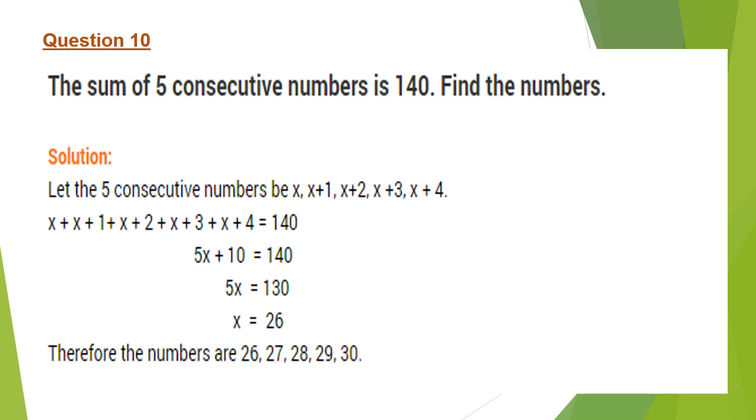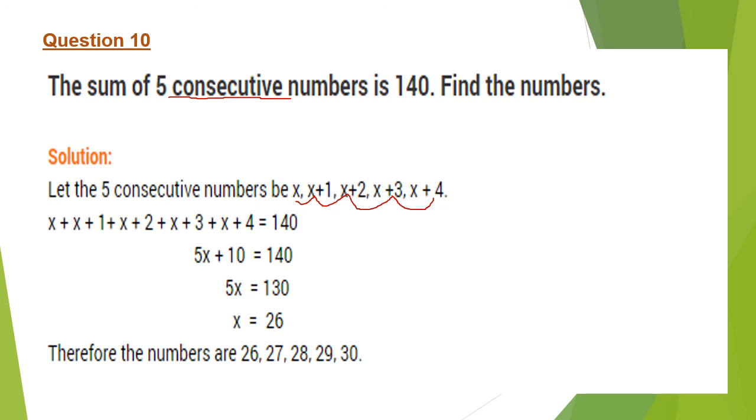See, the sum of 5 consecutive numbers is 140. Find the numbers. Consecutive means numbers next to each other. How many numbers have they taken here? 5 numbers. Children, let the 5 consecutive numbers be x, x plus 1, x plus 2, x plus 3 and x plus 4. 1, 2, 3, 4, 5 numbers.